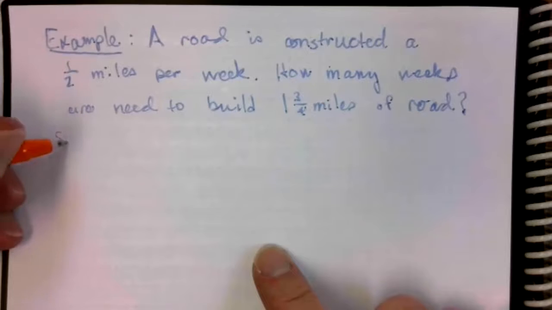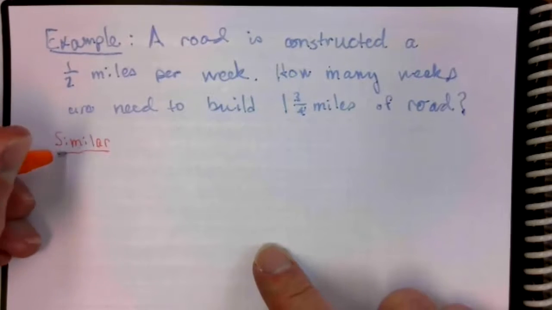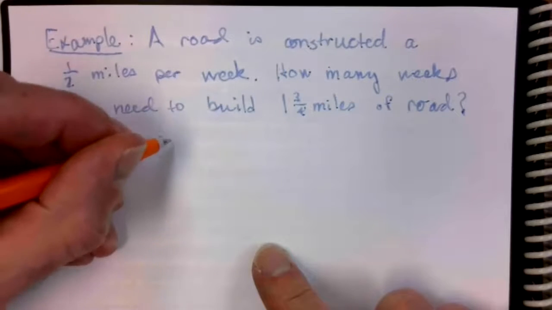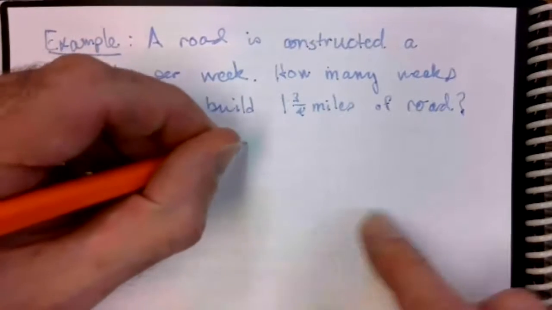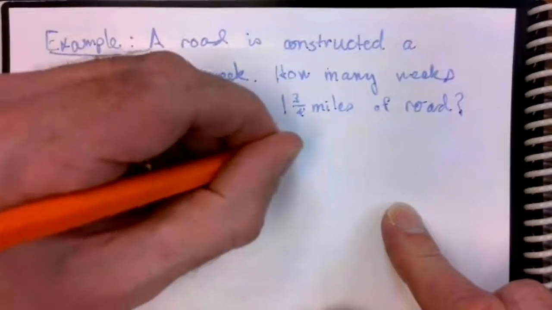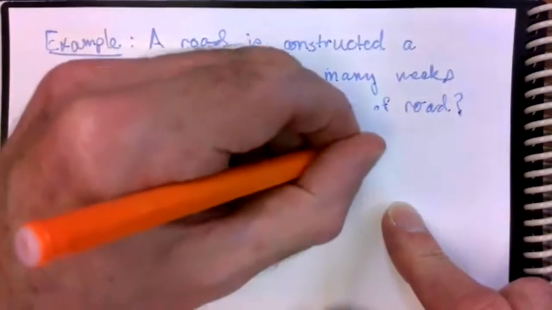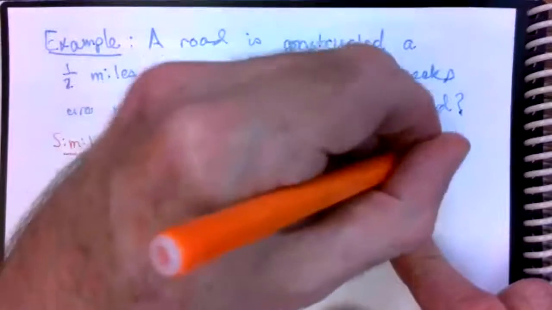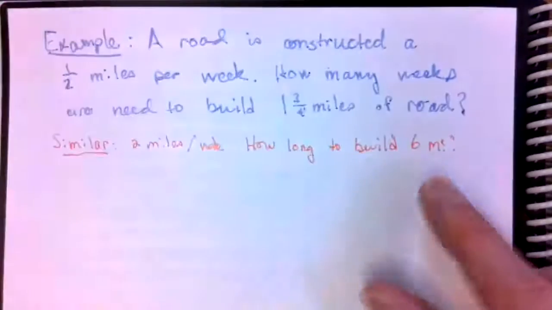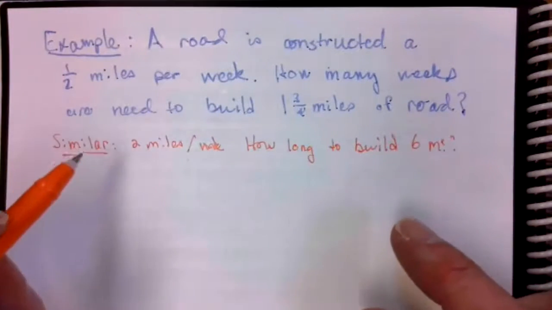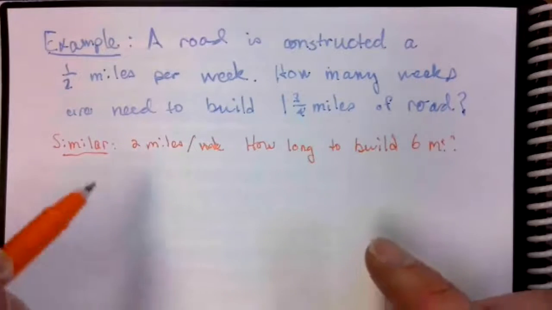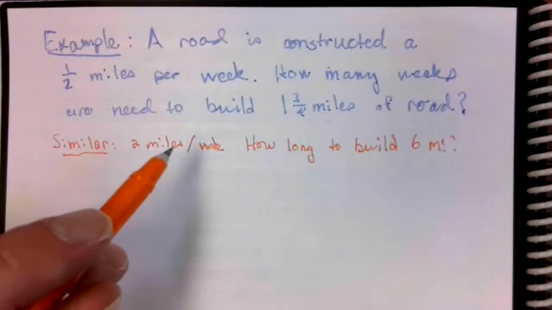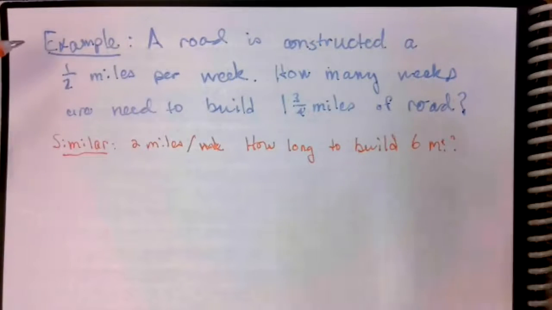If you need a similar problem, let's say they could do 2 miles a week, and we asked how long to build 6 miles of road, okay? Now it's pretty clear, okay? Every week you go through 2 miles of road, you want to get to 6 miles. You do 6 divided by 2, 3 weeks to get 6 miles, okay? We just have different numbers.